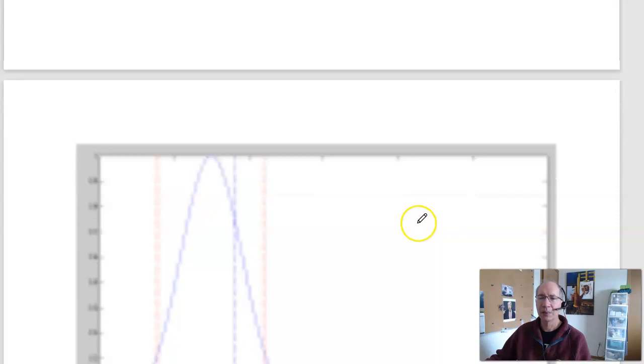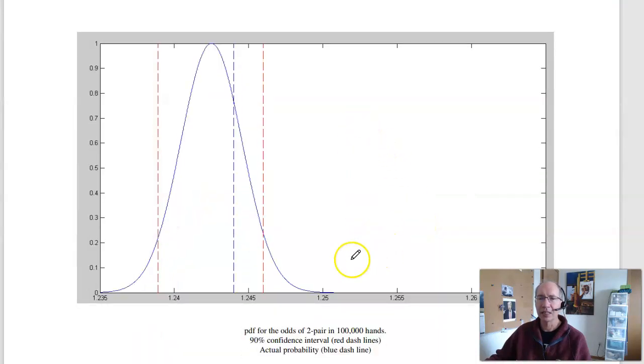And what that looks like on the same scale is my distribution has tightened up. Again, this goes down as s over square root of n. As n gets bigger, this gets tighter and tighter. My 90% confidence interval are the red lines, and the actual odds are the blue line.